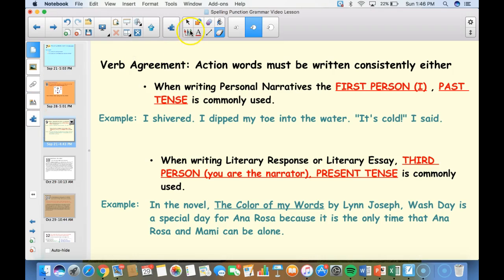So for example, I shivered, we look at the ending of the word. It's not I will shiver, and it's not I shiver. It's I shivered in the past tense. I dipped my toe in the water.